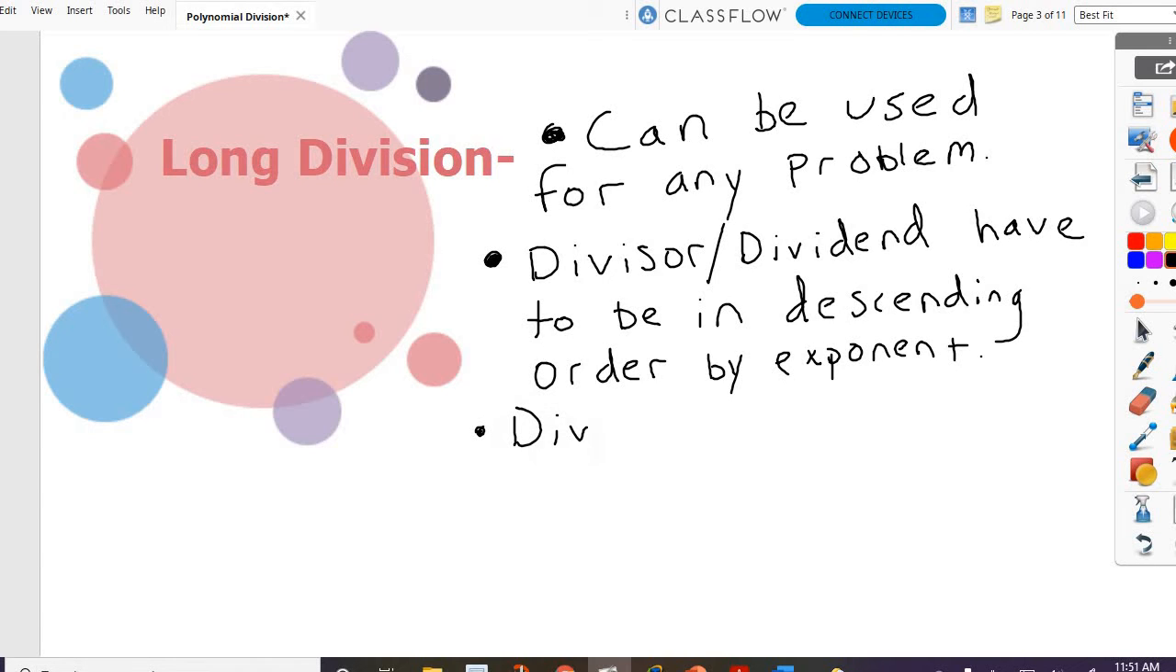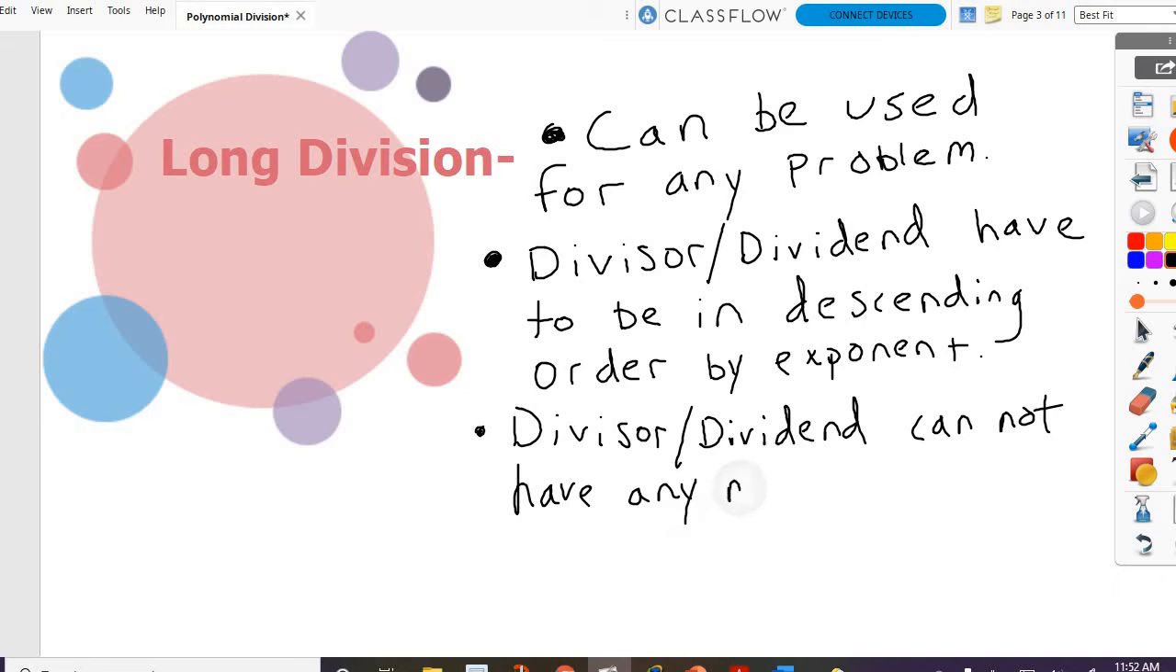Your divisor and your dividend can also have any missing terms.